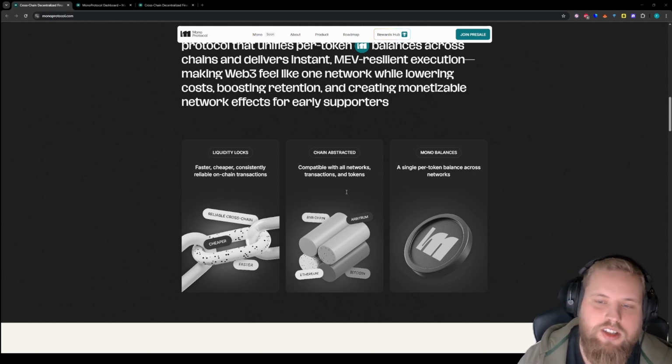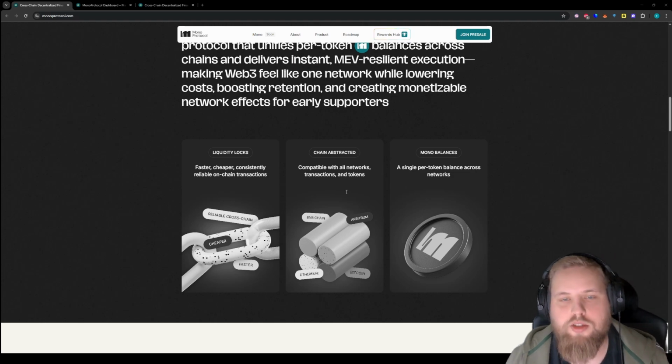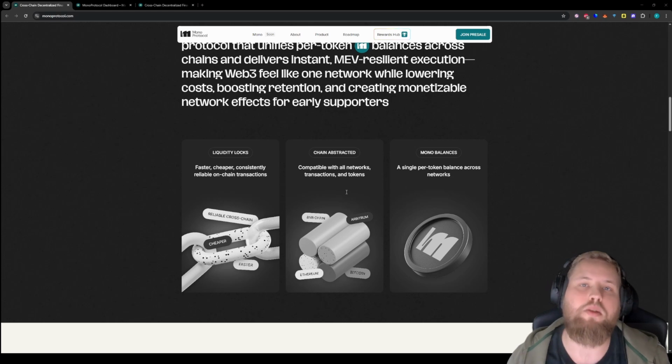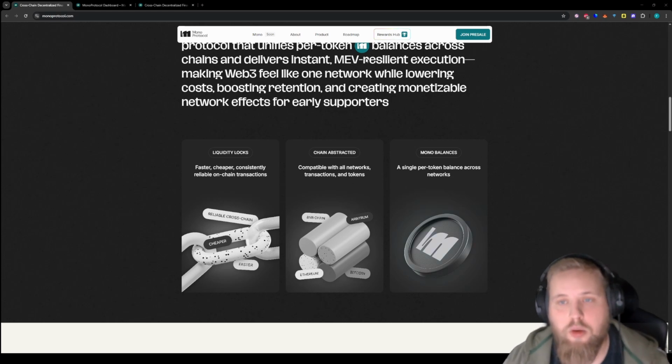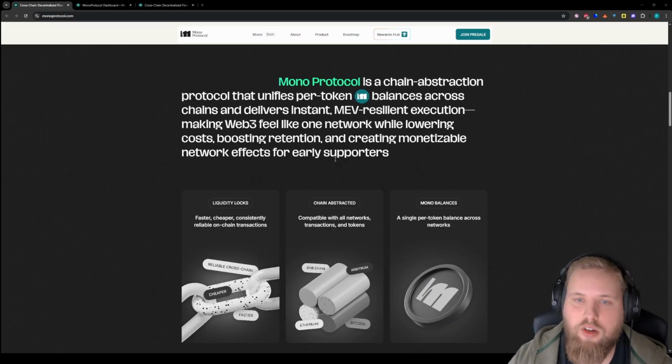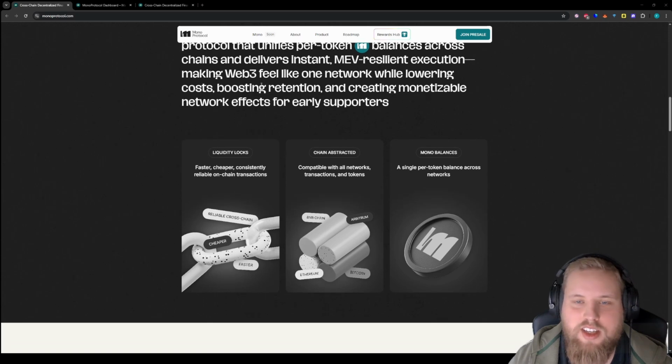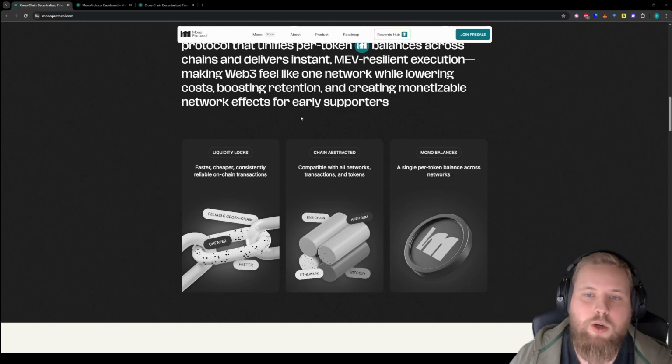Pretty much it guarantees a MEV-resilient execution through liquidity locks, making it possible to see crypto pretty much as one big blockchain, which is pretty cool, pretty damn impressive. It gets rid of a lot of problems as well. You can see here Mono Protocol is a chain abstraction protocol that unifies per token balances across chains and delivers instant MEV-resilient execution, making Web3 feel like one network while lowering costs, boosting retention, and creating monetizable network effects for early supporters.